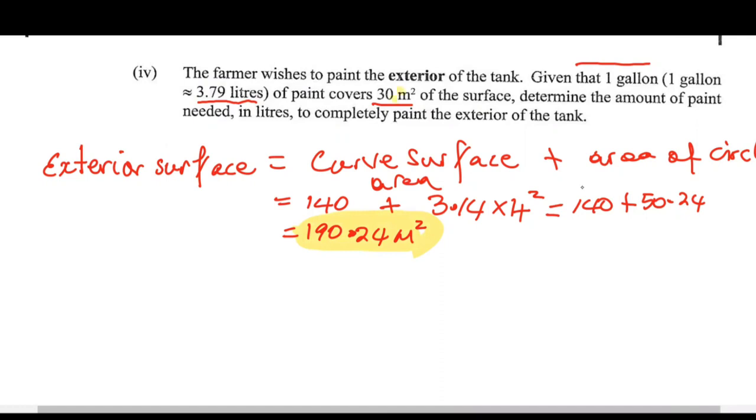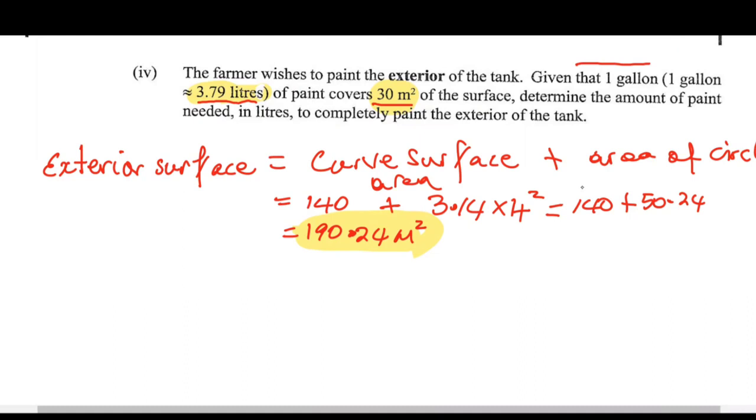And then they're saying 30 meters square, 1 gallon would have done that. So I can use the 30 now to find out how many gallons I would have needed. In other words, 1 gallon is equivalent to 3.79 liters. So if I divide this by 30, I am technically getting the number of gallons that is needed. And then I could convert my gallons to liters.